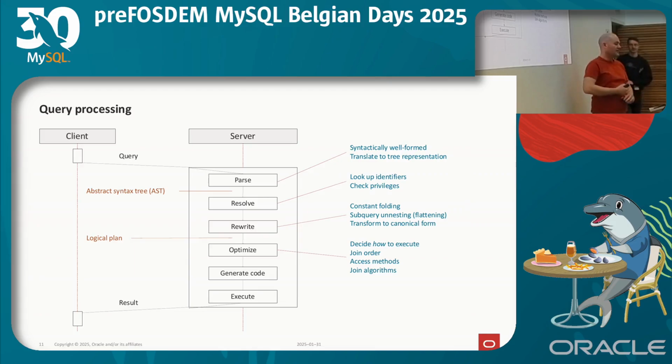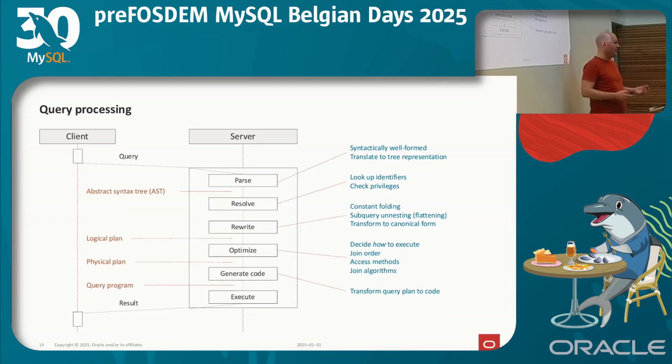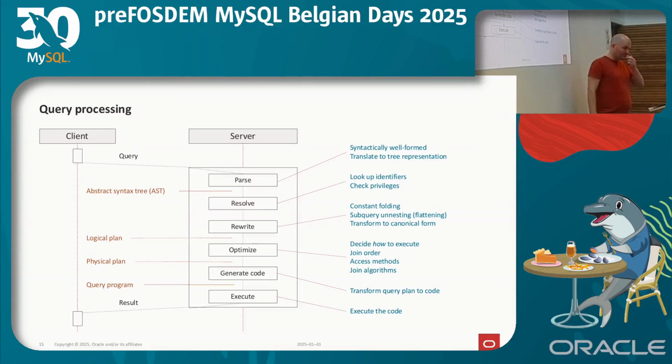So the optimizer decides the join ordering, so table A join with table B or table B join with table A. Are we doing table scan, index lookup, that kind of thing? And are we doing hash join or nested loop join and all that? So that results in a physical plan saying exactly how to answer that query. From that physical plan, we generate code. We end up with a query program. In MySQL, after we have generated our query program, our iterators, we execute. This is kind of a textbook way of doing things.